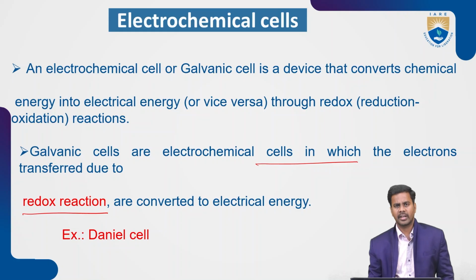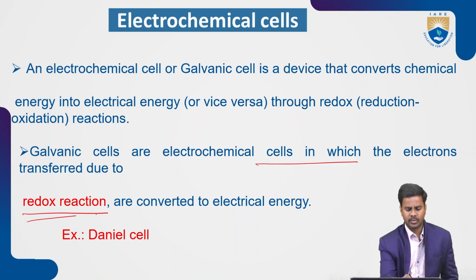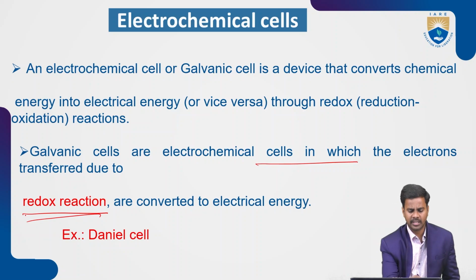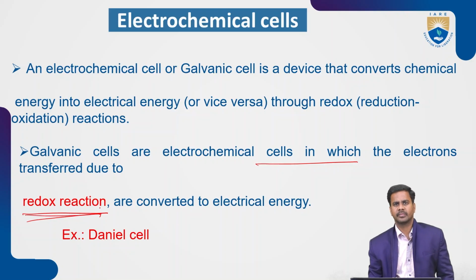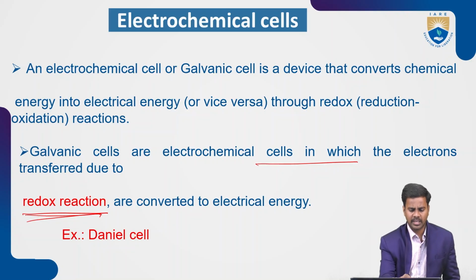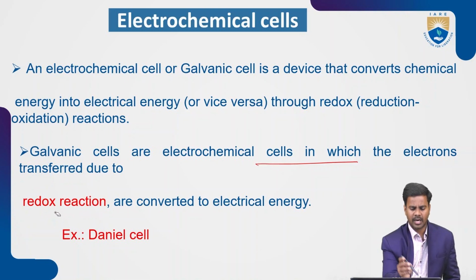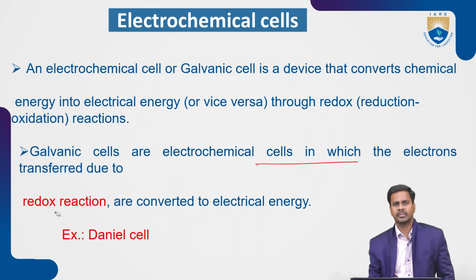Here, what is a redox reaction? In a cell, simultaneous oxidation and reduction reactions take place. That is known as a redox reaction. Through this redox reaction, an electrochemical cell can convert chemical energy into electrical energy. That means both oxidation and reduction simultaneously take place in an electrochemical cell.